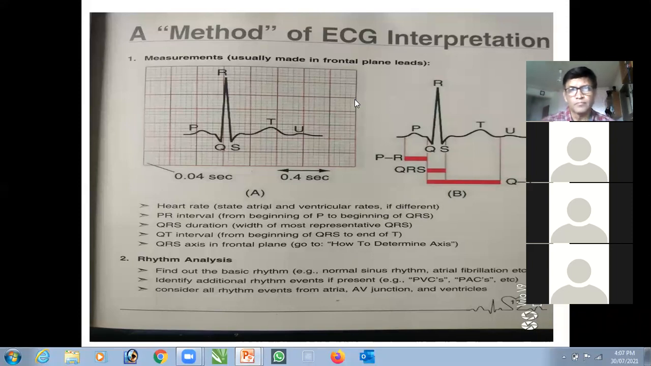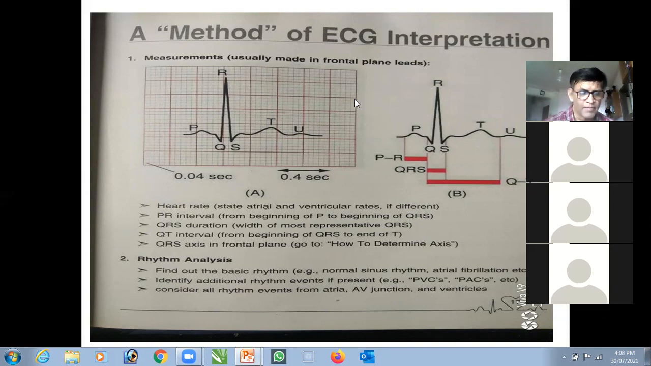If it's 21, heart rate is 71. If 22 squares, 68. If it is 23 small squares, heart rate is 65. If it is 24, heart rate is 62. And if it is 25, heart rate is 60. There is a possibility the count can go to 26, 27 also. Then you calculate on the same formula.